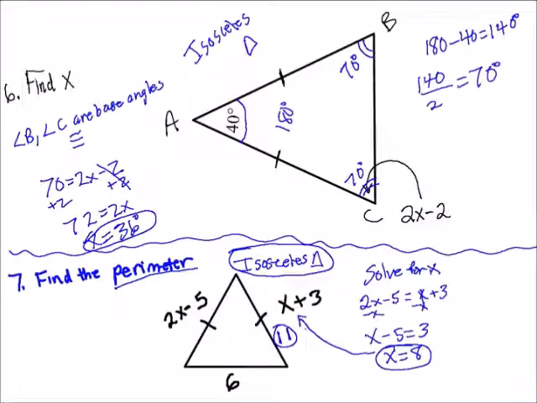In my isosceles triangle, I don't even have to plug that in. I know that this side has to be 11 too. So the perimeter is going to be 11 plus 11, that's 22, plus 6. So we know that the whole thing has to be 28.